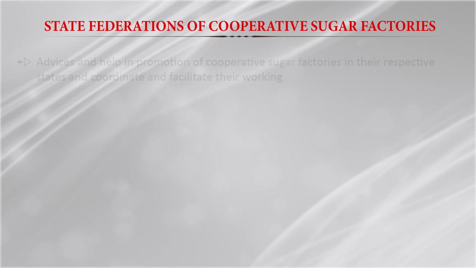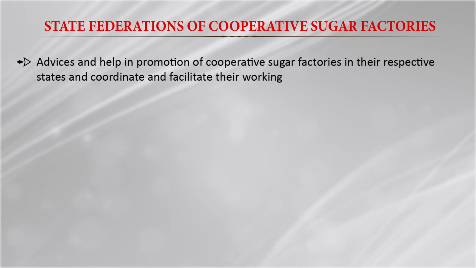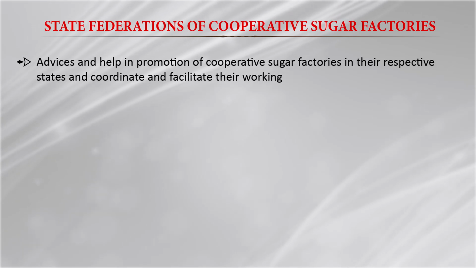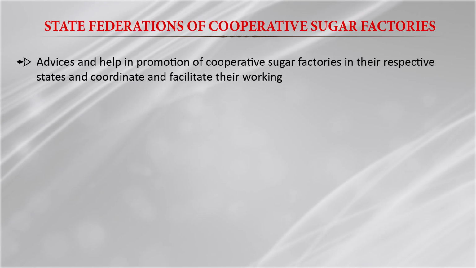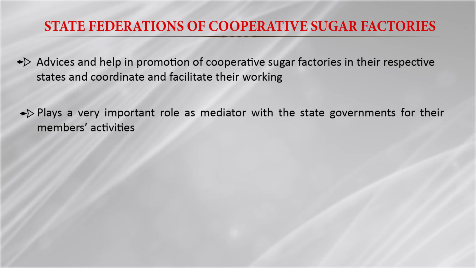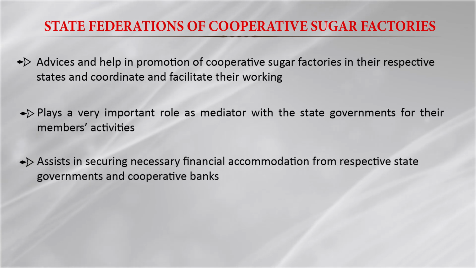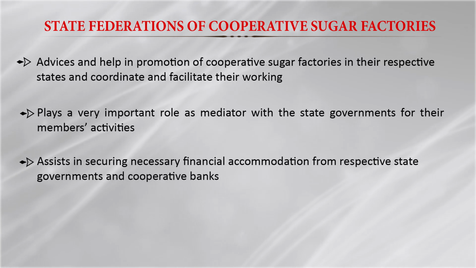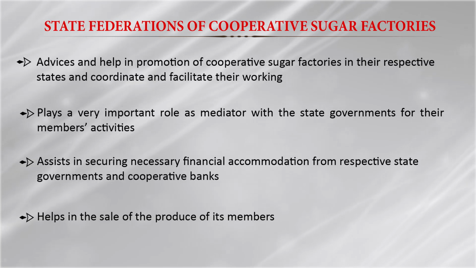Now we will understand the activities of the state federation of the cooperative sugar factories. Basically, they advise on the promotion of the cooperative sugar factories in their respective states, and they coordinate and facilitate the working of the cooperative factories which are members of these state federations. They play an important role as a mediator with the state government for their members' activities, and they assist in securing the necessary financial help from the respective state government or sometimes the cooperative bank also, and they help in the sales of the produce of their members.